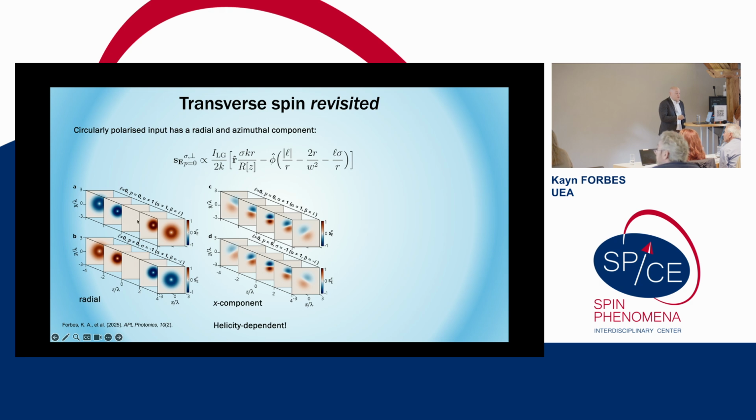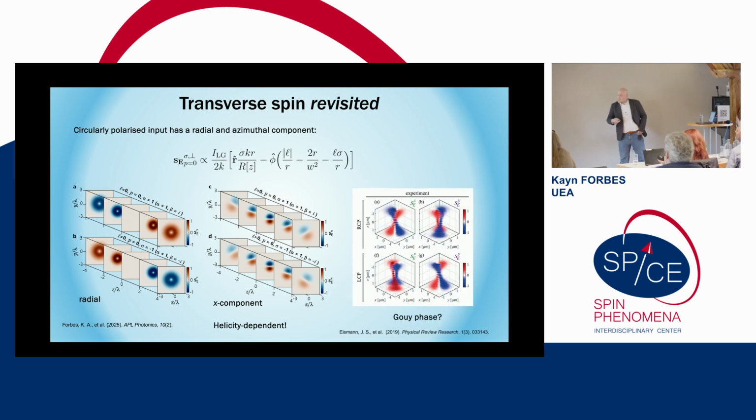More interesting is to break this expression up into X and Y components because you see this rotation. So in the focal plane, this is the X component of the transverse spin. It's absolutely identical. But away from the focal plane, it twists in opposite directions if I change the state of circular polarization. So it becomes helicity dependent, this twisting. Okay? So we now have a helicity dependent transverse spin, sorry, away from the focal plane.